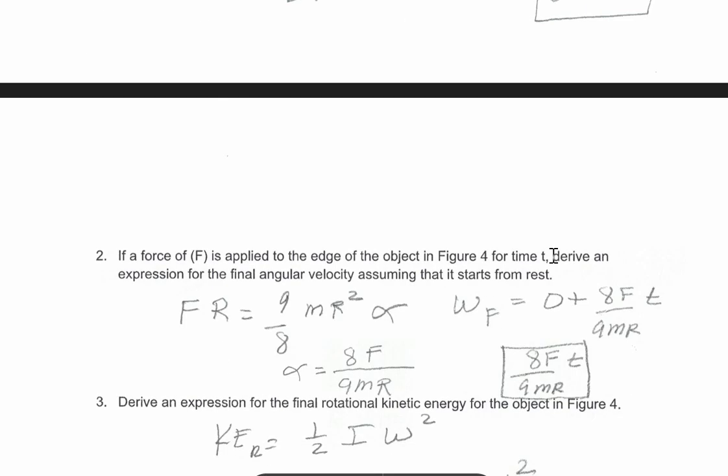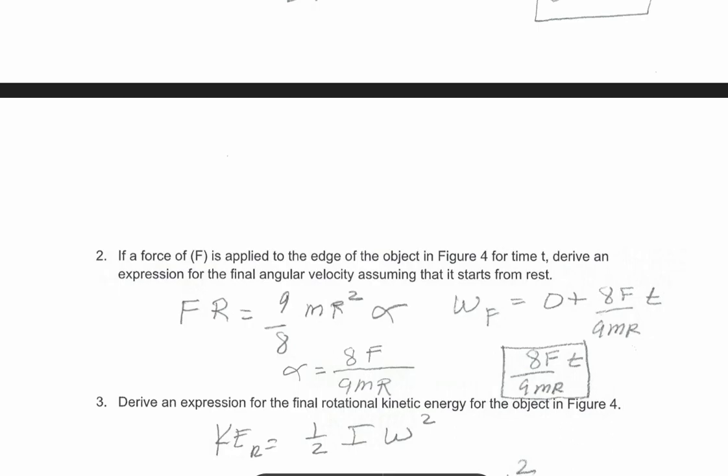Now, if a force is applied to the edge of the object for a time t, I have an expression for the final angular velocity, assuming this starts from rest. Well, remember, torque equals I alpha. So torque is force times radius. Here's my I, and then multiplied by alpha. Alpha is 8F over 9mr then. To get my final angular velocity, I make omega final equals 0 plus my angular acceleration times time. And I get 8 over 9 Ft divided by mr.